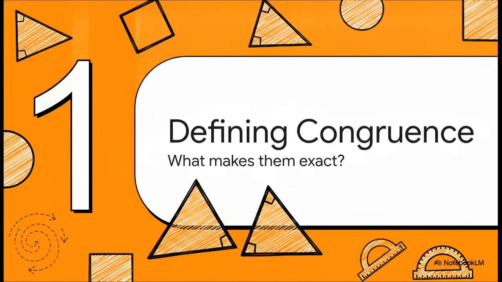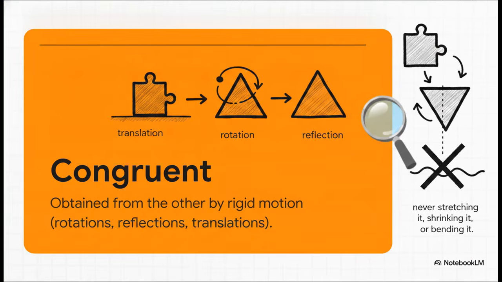All right, part 1, defining congruent triangles. So, the formal definition from our geometry standards states that two plane or solid figures are congruent if one can be obtained from the other by rigid motion. Think of rigid motion like physically picking up a solid wooden puzzle piece. You can slide it across the table, that's what we call a translation. You can spin it around, that's a rotation, or you can flip it over entirely, a reflection.